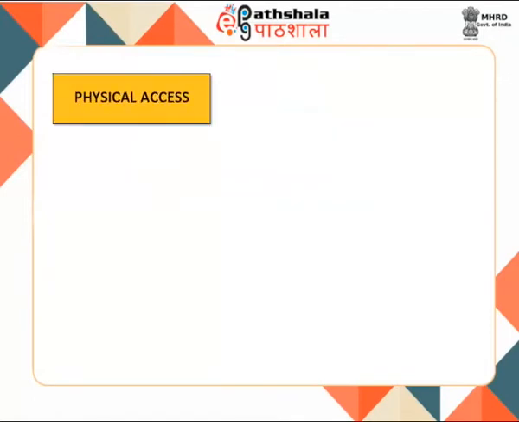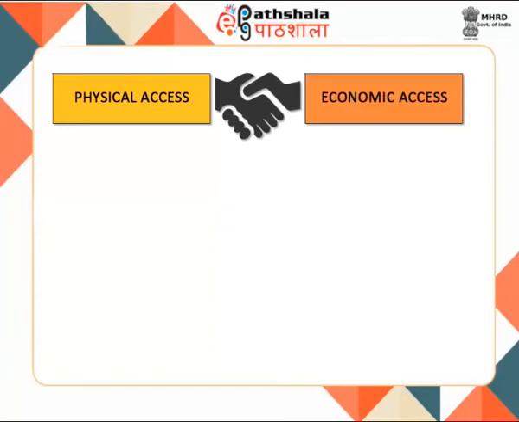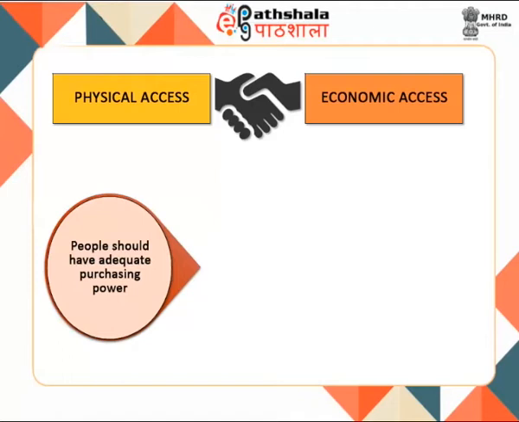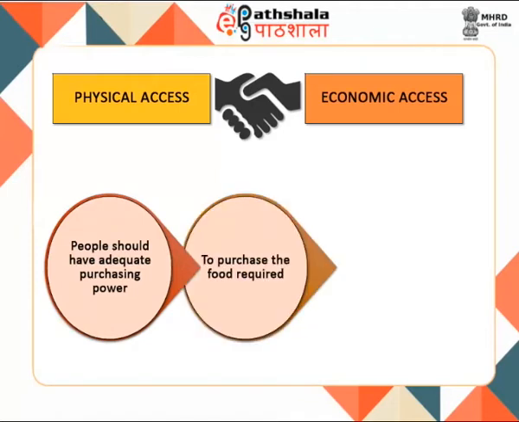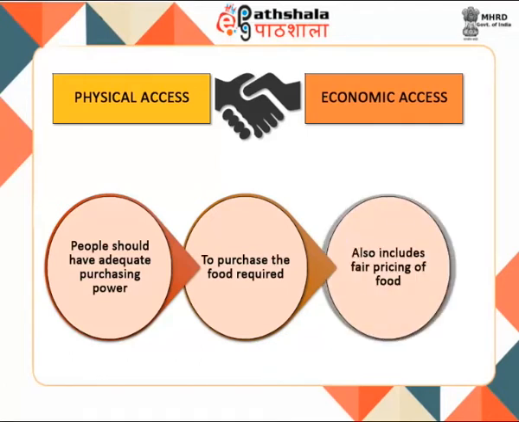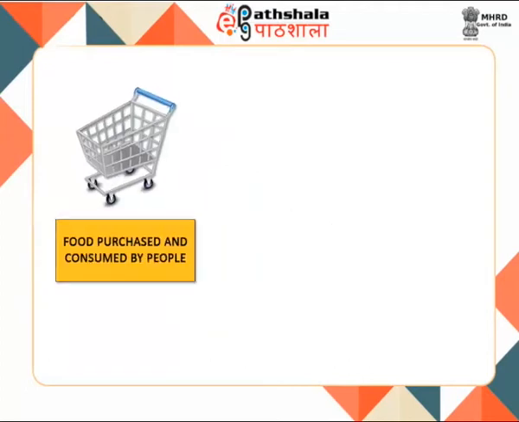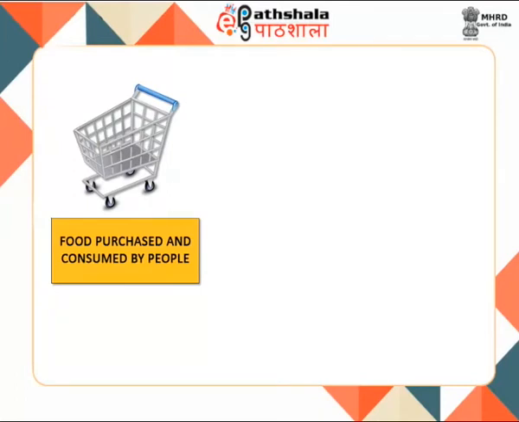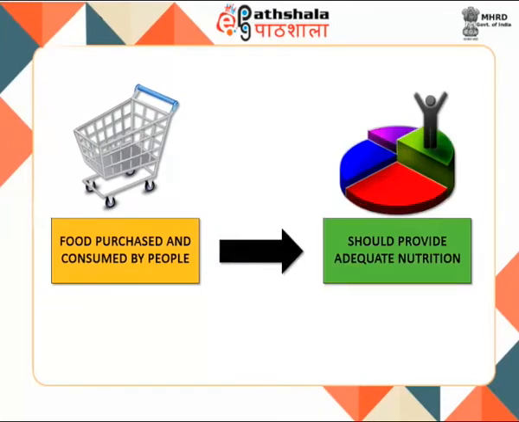Physical access needs to be accompanied with economic access. This implies that the people should have adequate purchasing power to purchase the food required by them. Moreover, it also includes fair pricing of food so that it is affordable for all. The food purchased and consumed by people should provide them adequate nutrition. Hence, mere availability and physical and economic access are not sufficient for food security. It has to be nutritionally adequate.